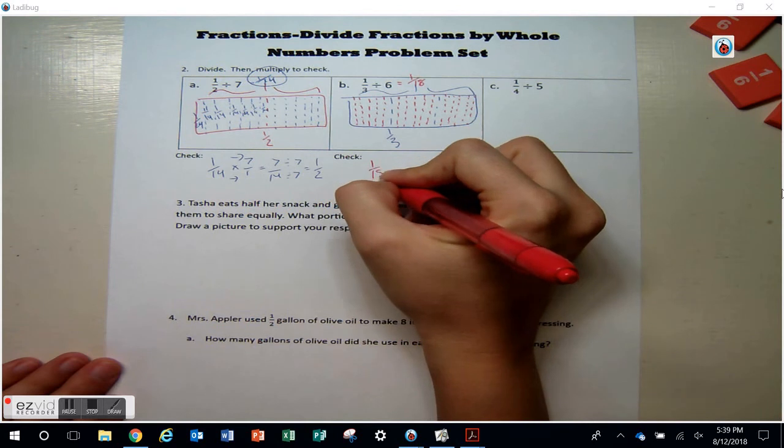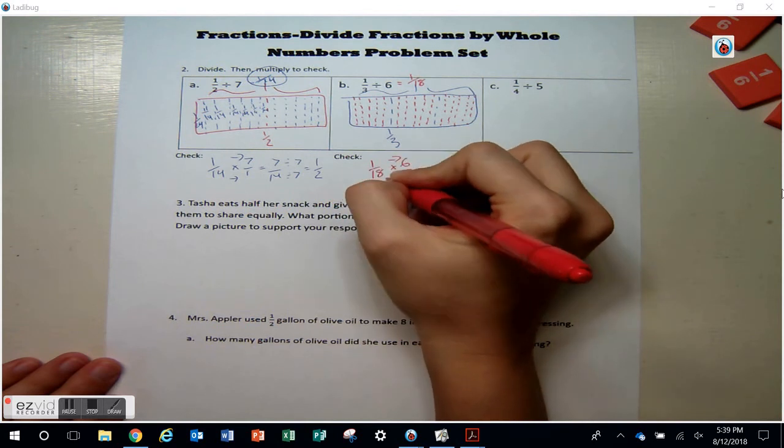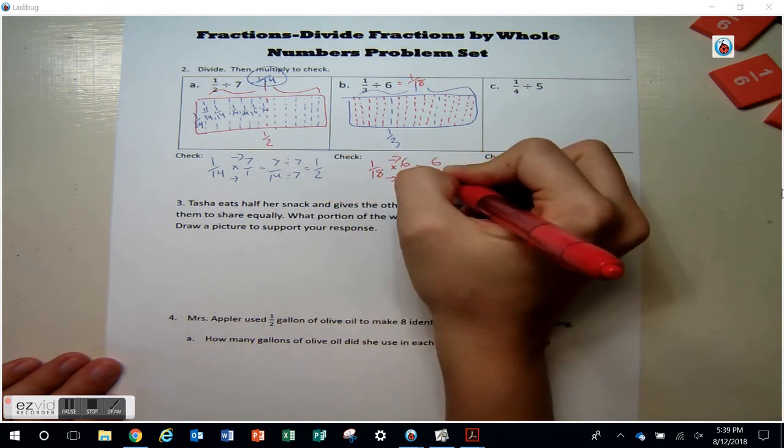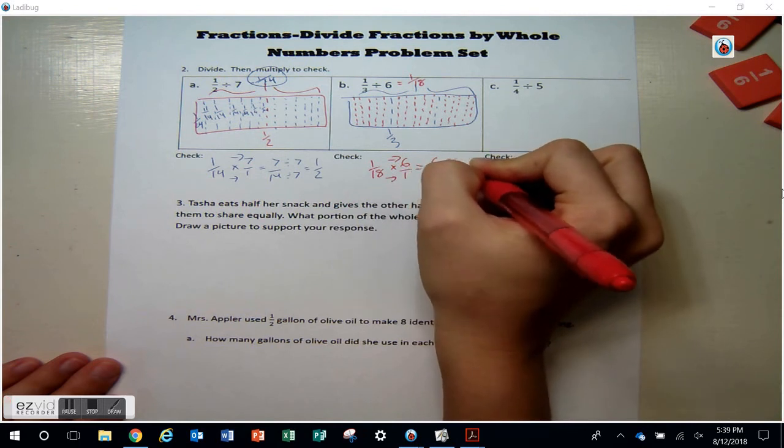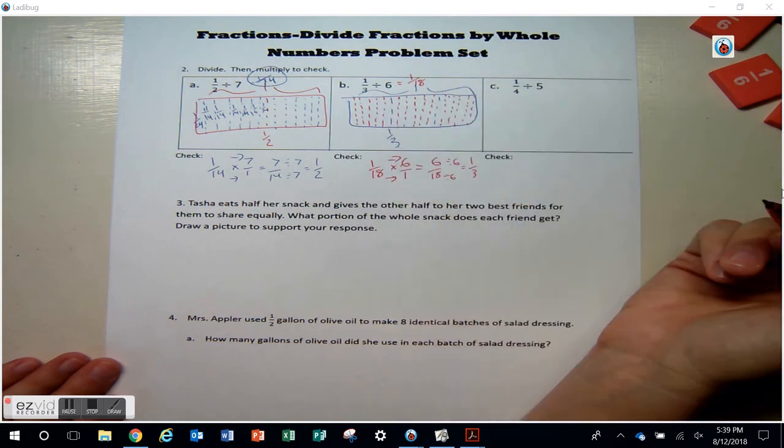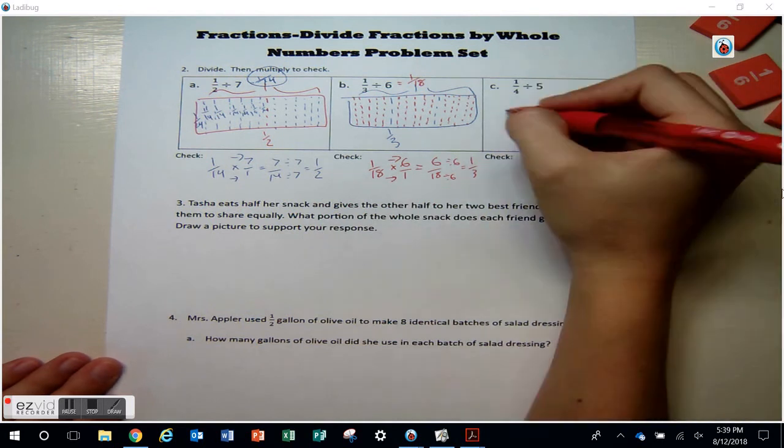I check that back into my problem using multiplication. Divide by 6 on top and bottom, and we get 1/3, which was our desired outcome.